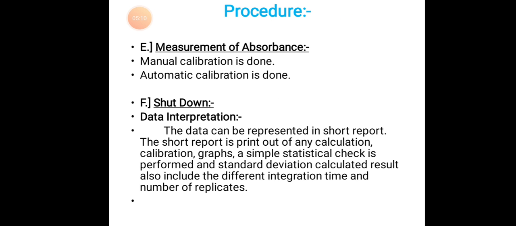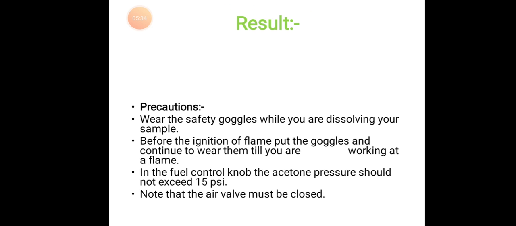Measurement of absorbance. Manual calibration is done, or automatic calibration is done. Shutdown. Data interpretation. The data can be represented in a short report. The short report is a printout of any calibration graphs. A simple statistical check is performed and the standard deviation calculated. The result also includes the different integration times and the number of replicates. The result will be obtained, which will be shown on the screen, and we can also get the printout.